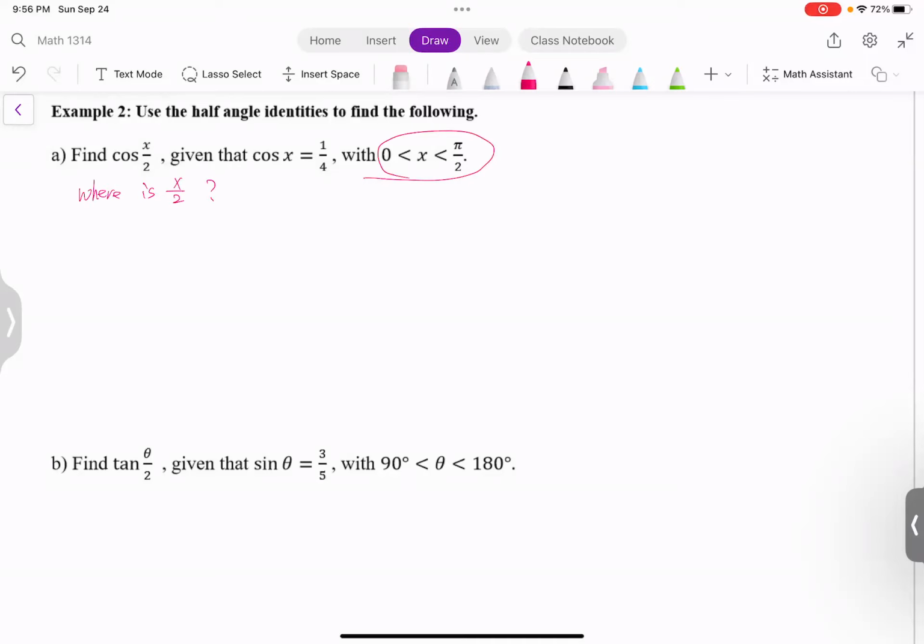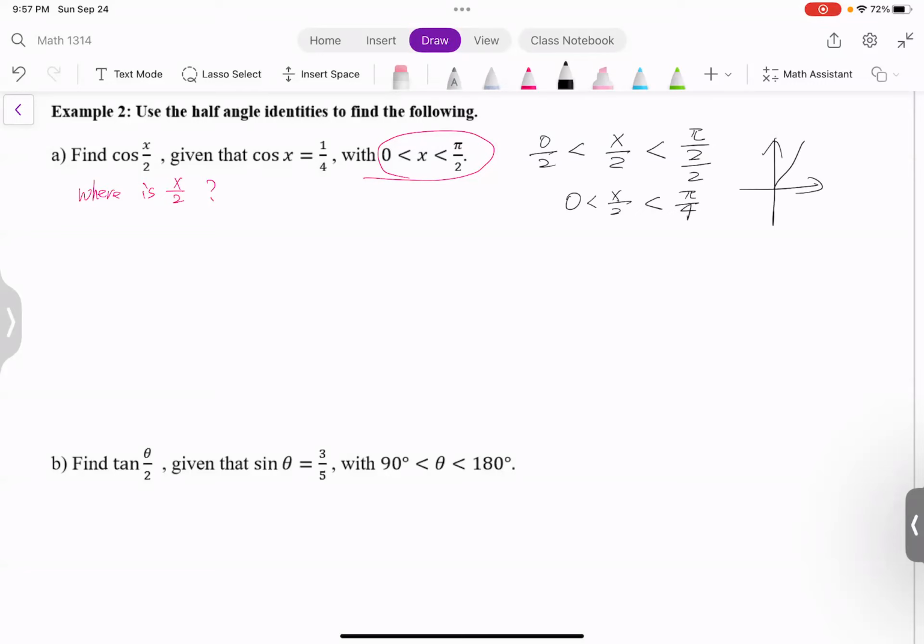It gives us that x is between 0 and pi over 2. So we divide all 3 sides by 2: 0 over 2 less than x over 2 less than pi over 2 divided by 2. Solve this one. X over 2 is greater than 0 and less than pi over 4. So x over 2 is between 0 and pi over 4.